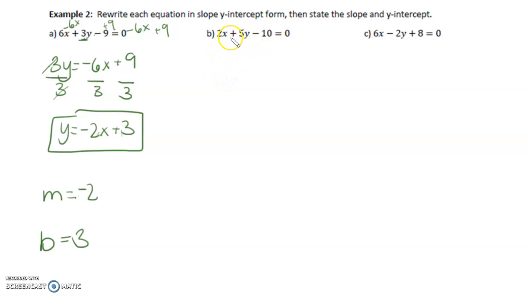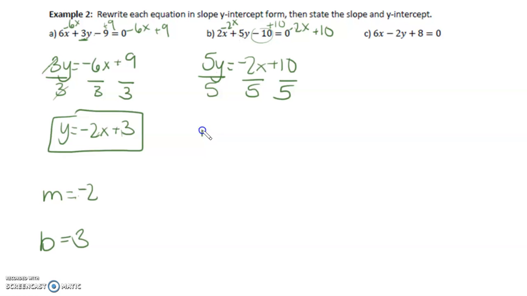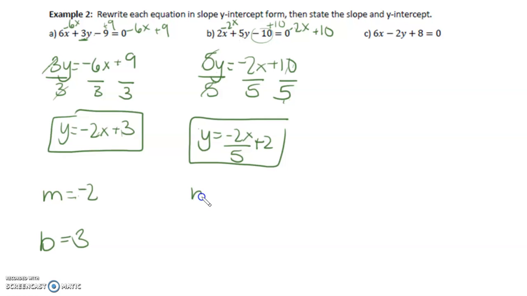Okay, B, we have 2x plus 5y minus 10 equals 0. Let's subtract 2x from each side, leaving the 5y on this side. And the minus 10, we're going to add 10 to both sides. So bring down the 5y, and we have negative 2x plus 10. Divide each and every term by 5. We get y equals negative 2x over 5, and then 10 over 5 is 2. So our slope this time is a fraction. It's negative 2 over 5, and our y-intercept is 2.